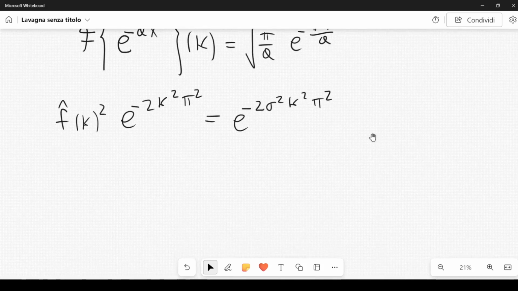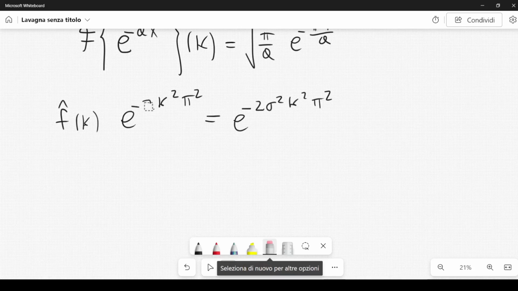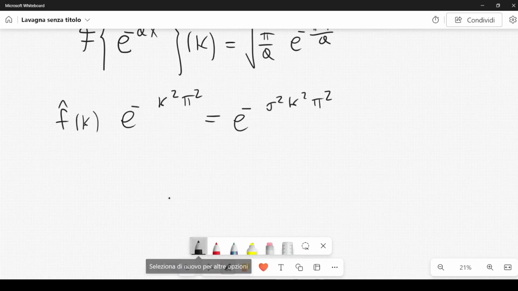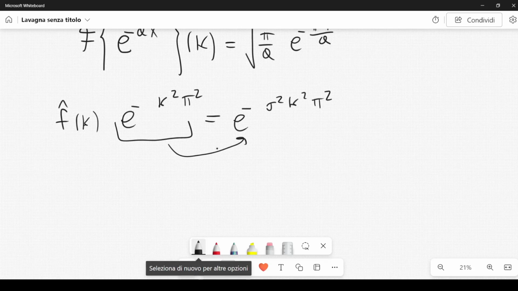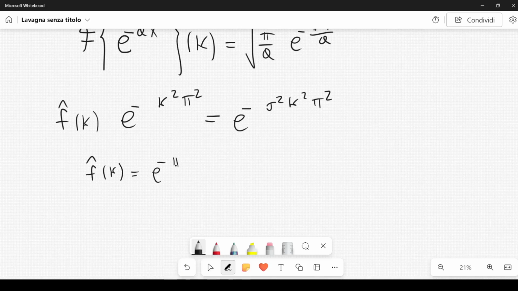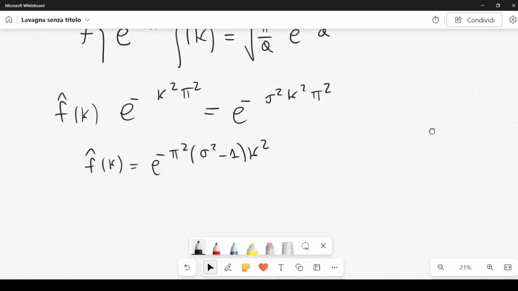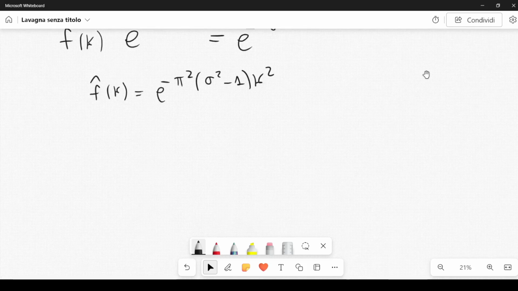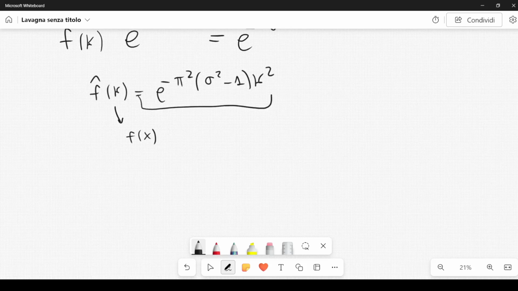And at this point, we can take the square root on both sides, so we can get rid of these two, and these two, and then we can take this term to the right hand side, so we can write f hat of k equal to e to the minus pi squared sigma squared minus 1 k squared. And basically we can take the inverse transform to obtain the function f of x. So the function f of x is the inverse transform of this Gaussian term.